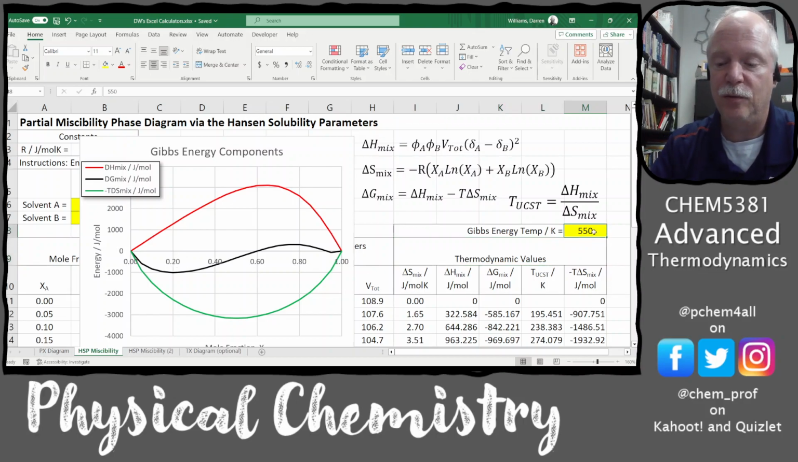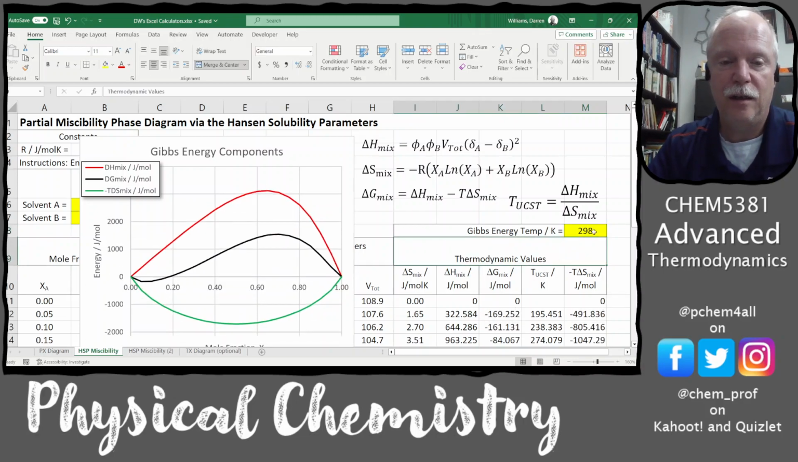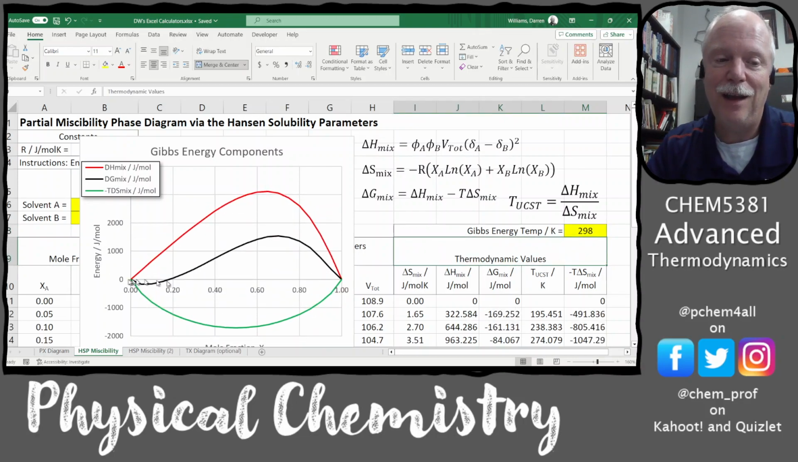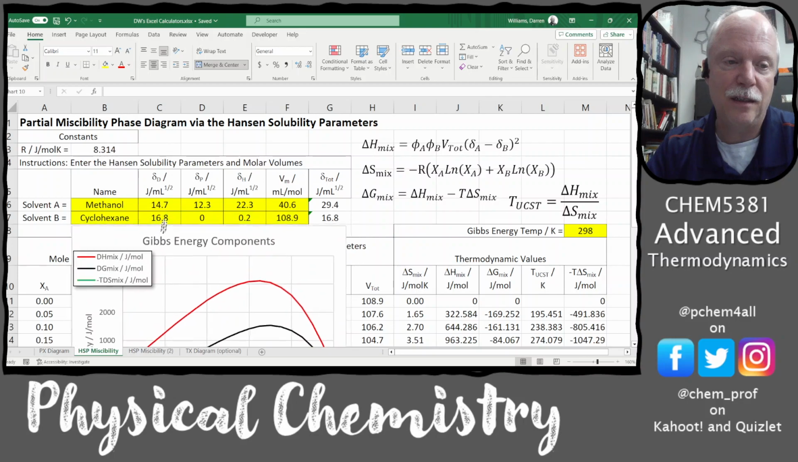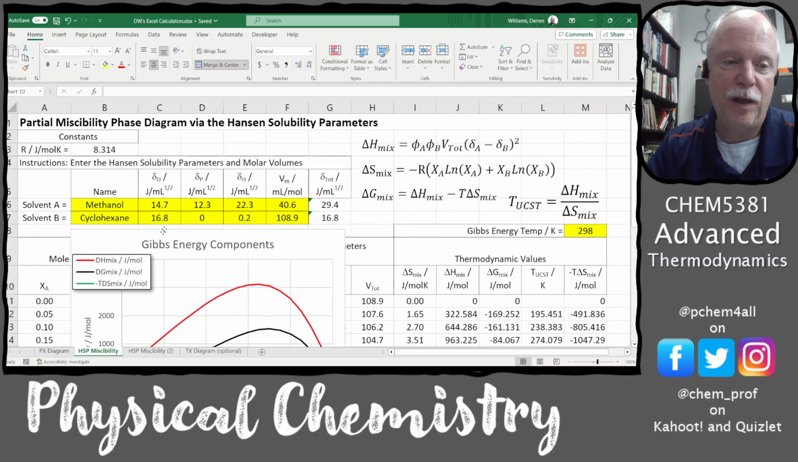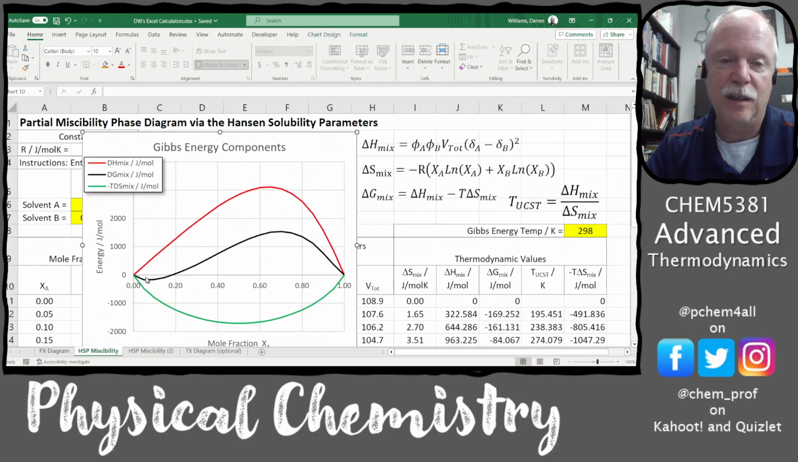I can lower the temperature to room temperature, 298. So at 298, I've got a little bit of a spot where you might have some, let's see, what is this? This is XA on the x-axis. So you got a little bit of methanol contaminating the cyclohexane, and it's homogeneous. But for the most part, I'm going to have a two-layer liquid if I try to mix cyclohexane and methanol. Okay.